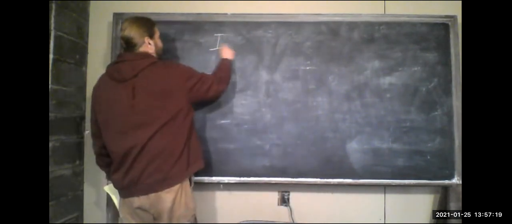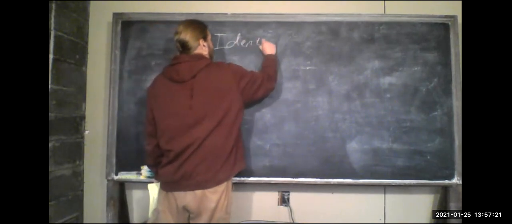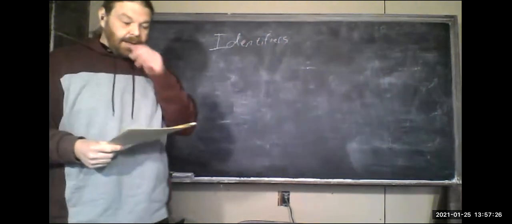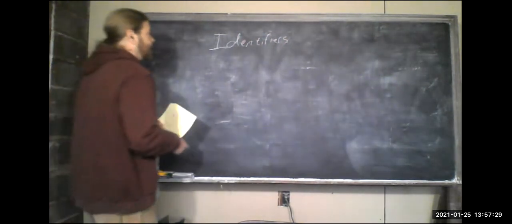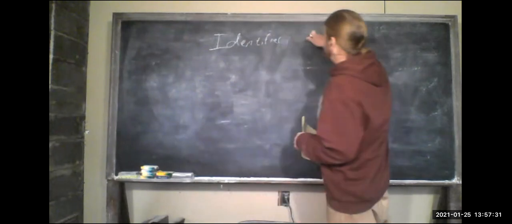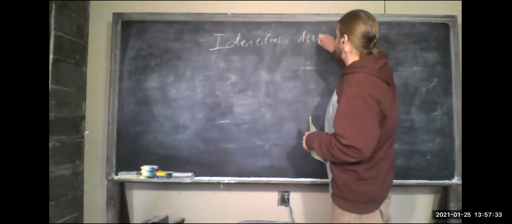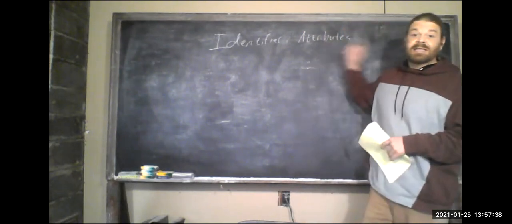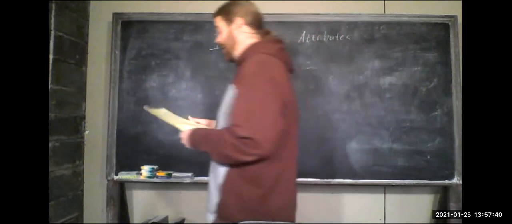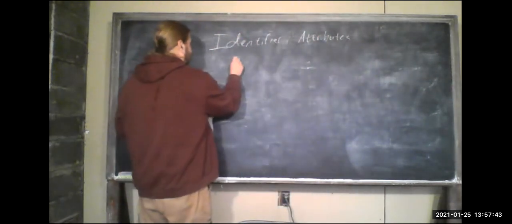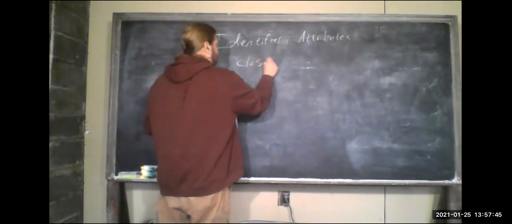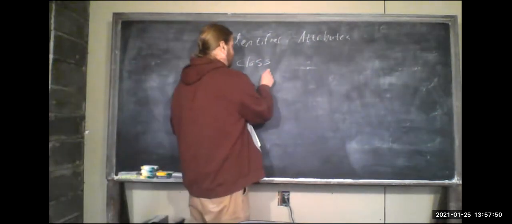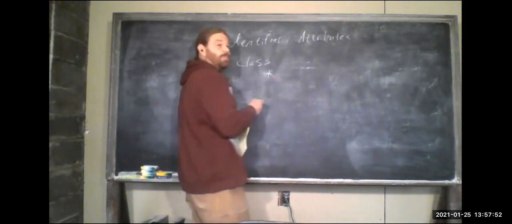So identifiers. Identifier attributes. So for the most part in this class, these are the attributes we're going to see, the ones to identify it. So our first one, what we just saw, is class. And typically you think of that as group similar things.